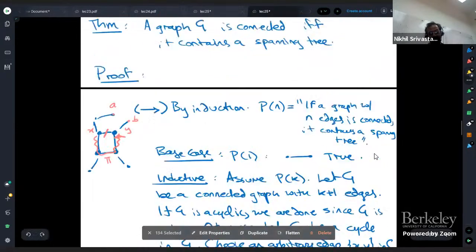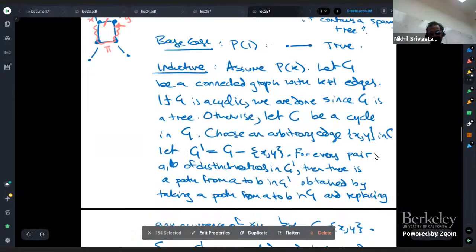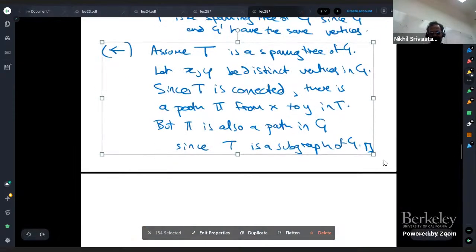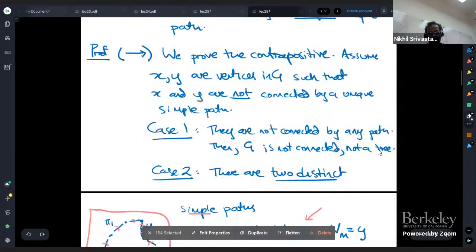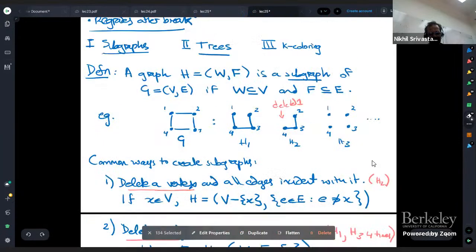Okay, good. So we just proved the graph is connected if and only if it has a spanning tree. Now I was going to do coloring, but there are only 20 minutes left. I could try to do it, or I could prove some more things about trees. Anybody have a preference? You can just enter it in the chat. Trees, proofs about trees, or coloring?